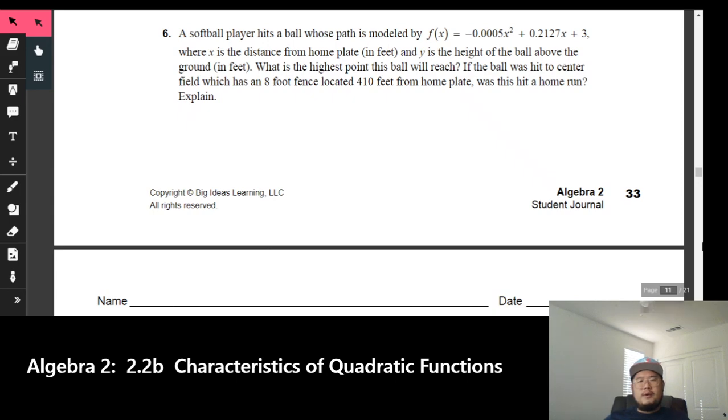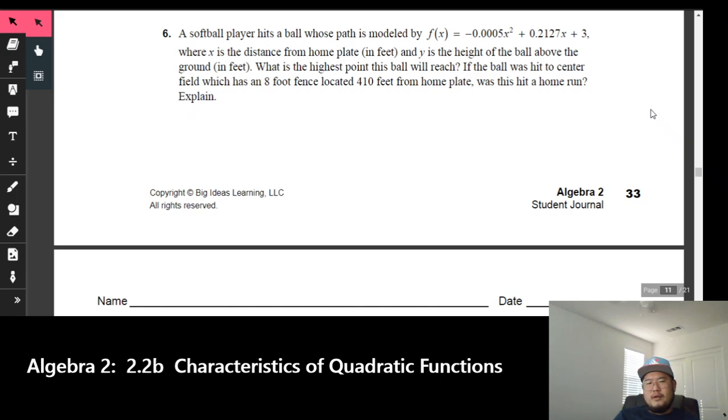Okay, so it says a softball player hits a ball whose path is modeled by f of x is equal to what you see there. Remember, our a value is negative. So that should tell you automatically that my parabola is going to be going downwards. It's a reflection. Think about it, if you hit a ball, it goes up and then it's going to come back down. There's no way you're going to hit a ball down and it comes back up and it be a parabola.